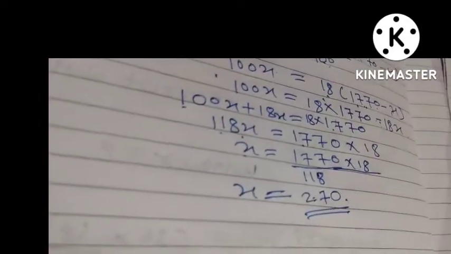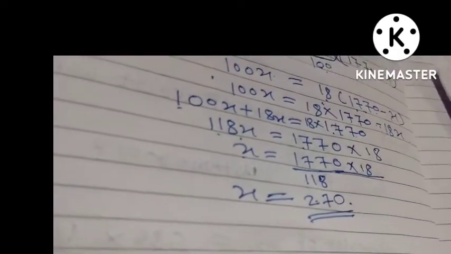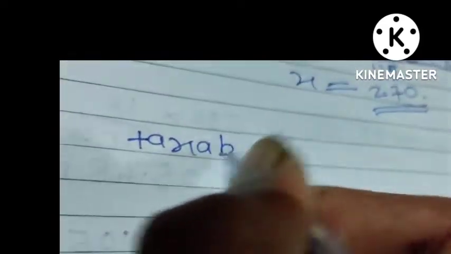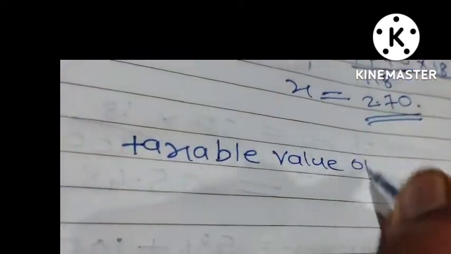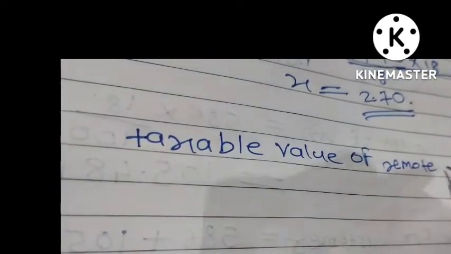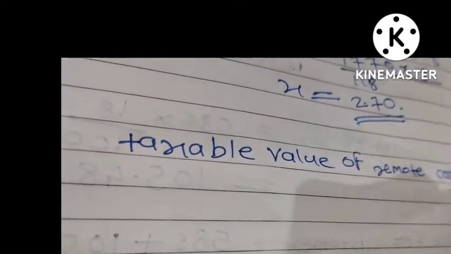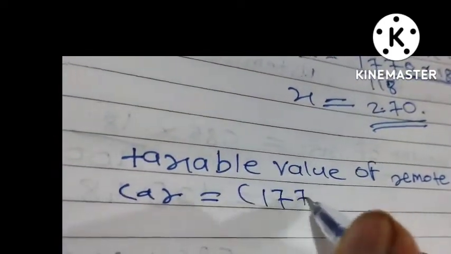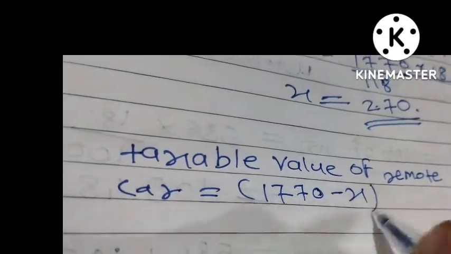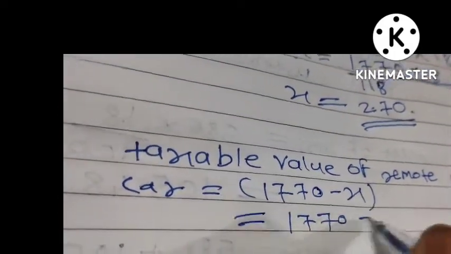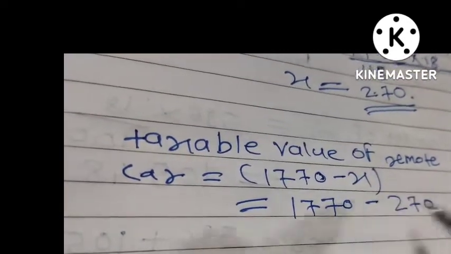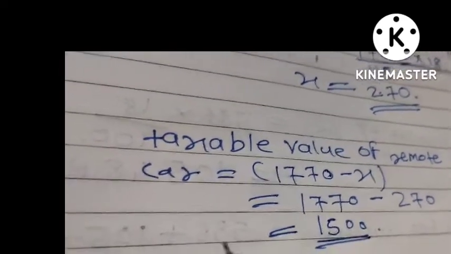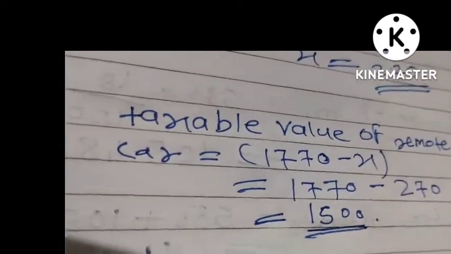So we have to find out the taxable value of the remote control car. Suppose the taxable value of the remote controlled car is equal to 1770 minus X. So 1770 minus the value of X, which is 270, the answer will be 1500. Now, for the amount of CGST and SGST.